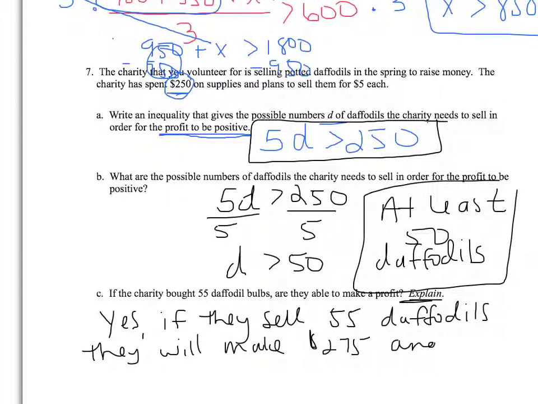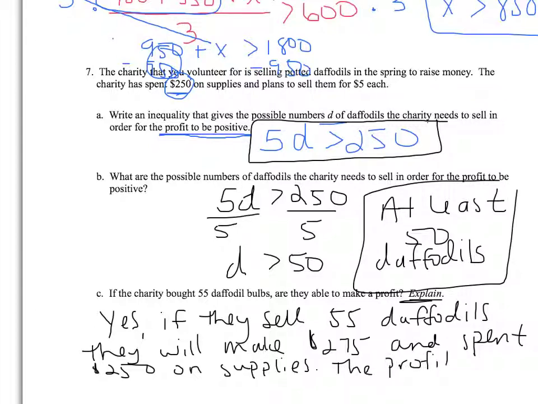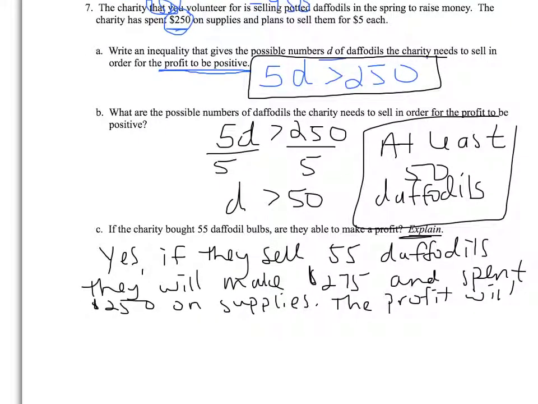and they spent $250 to start off with. $250 on supplies. Their profit will be $25. So I answered the question and I also explained it. Okay, there you have it.